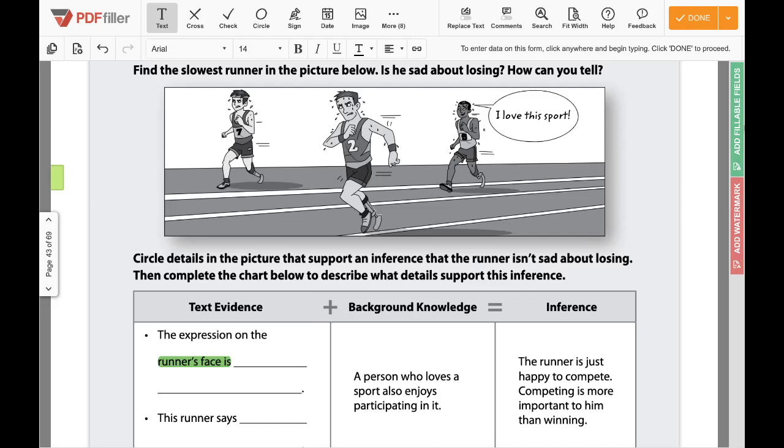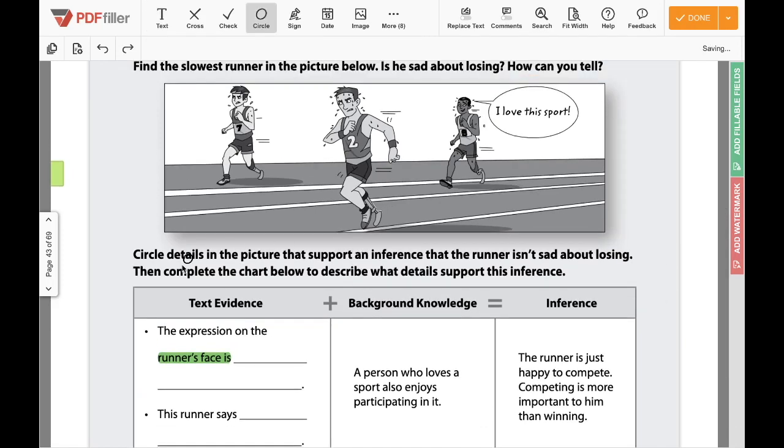So the story of what's happening in this picture is that obviously this guy in the back is the slowest, okay? Is he sad? Well, what's the evidence that tells us whether or not he's sad? Well, he says, I love this sport. That doesn't sound very sad, right? If you look, he has a smile on his face, okay? A smile's pretty much the most opposite of sad that you can get.